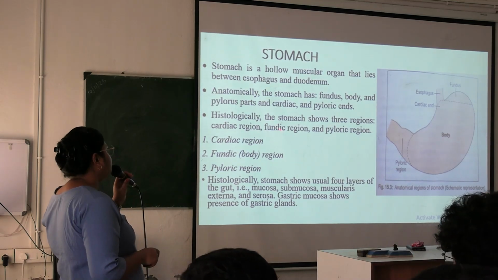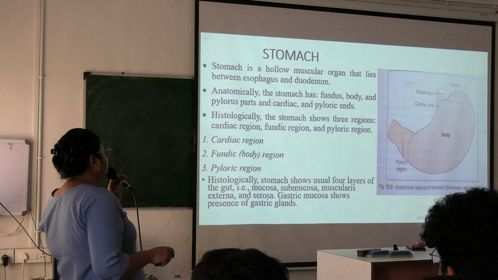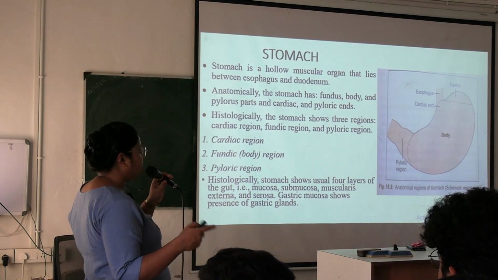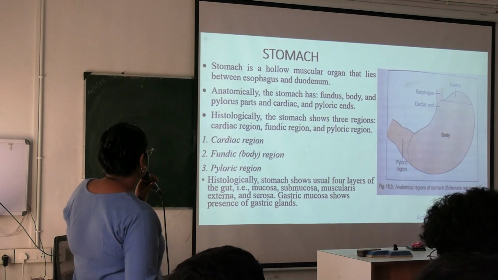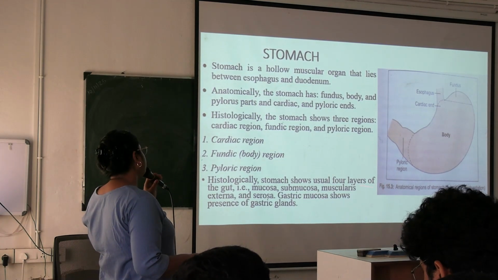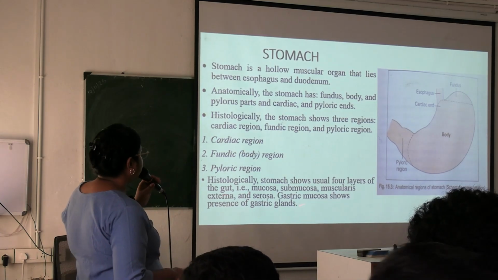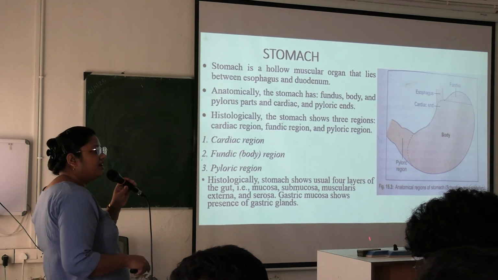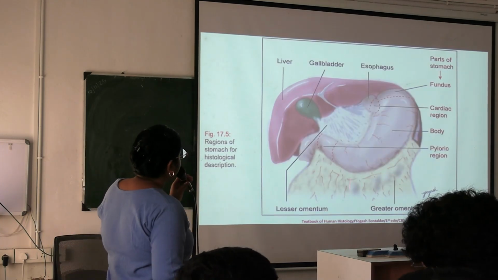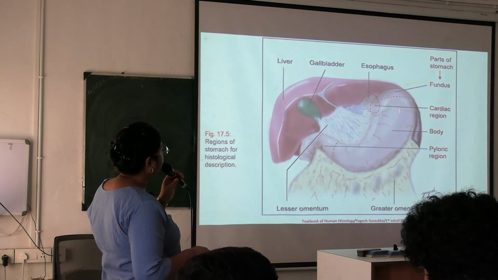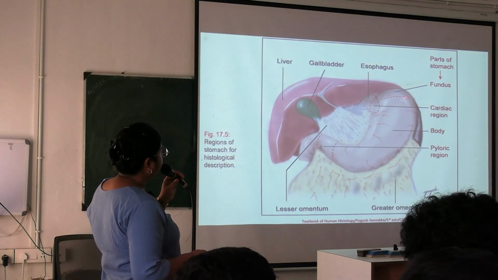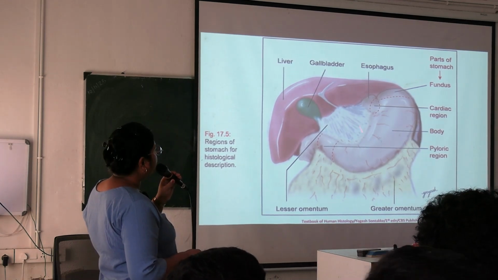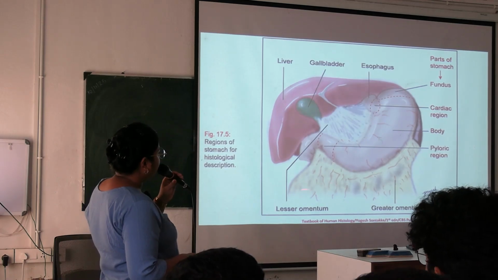And histologically, the stomach shows three regions: cardiac region, fundic region, and pyloric region. Okay, histologically, in these three areas, some variations are present. So, histologically, stomach shows usually four layers of the gut, that is mucosa, submucosa, muscularis externa, and serosa. And gastric mucosa shows presence of gastric glands. See, this is the location of the stomach. This part is cardiac region, fundus, body, pyloric region. Okay, it is closely related to liver, gallbladder. This is lesser omentum. On this side, greater omentum.